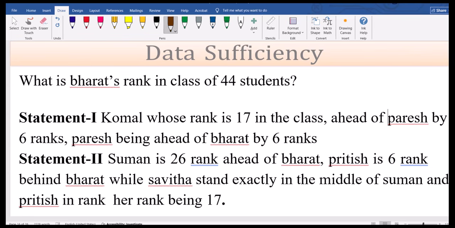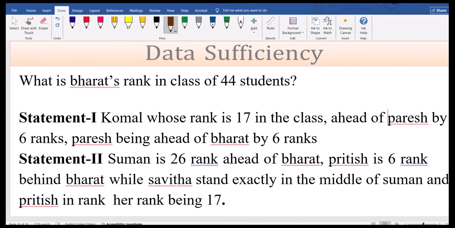Bharat's rank in a class of 44 students. Rank means from top. Basically, rank is by default from top. Here they are giving the basic one only. We'll see. Komal, whose rank is 17 in the class, is ahead of Paresh by 6 ranks. Paresh is ahead of Bharat by 6 ranks. Can we calculate the rank of Bharat? Possible or not, with statement 1 alone? Possible, right? I'm not asking what the exact rank value is. It's not an MCQ question where options are there. With the data, what data is required to answer that question?